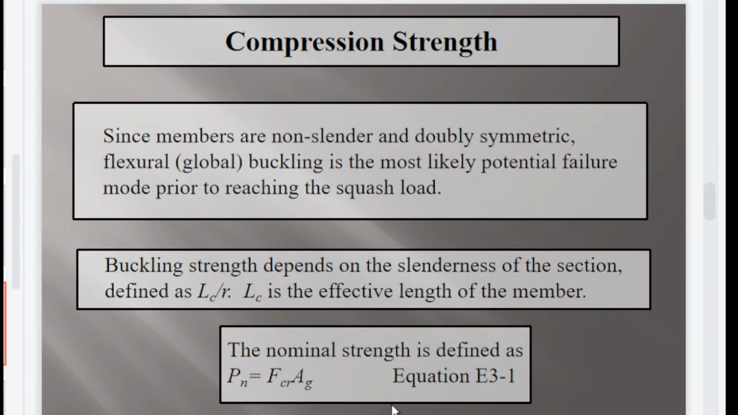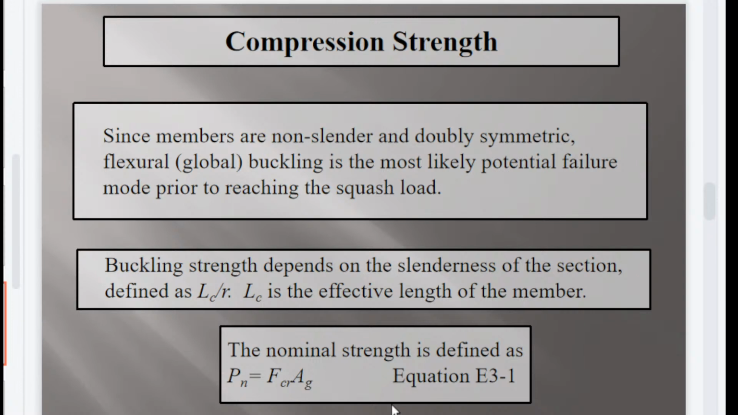Okay. Compression strength: since members are non-slender and doubly symmetric, flexural or global buckling is the most likely potential failure mode prior to reaching the squash load. The squash limit state is our concern, and the most likely in this regard if we have non-slender, meaning the L over r ratio is not too high. So buckling strength depends on the slenderness of the section, defined as Lc over r.